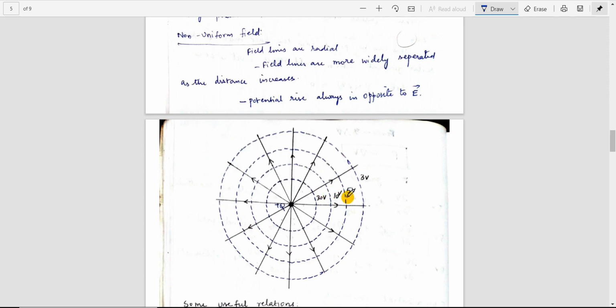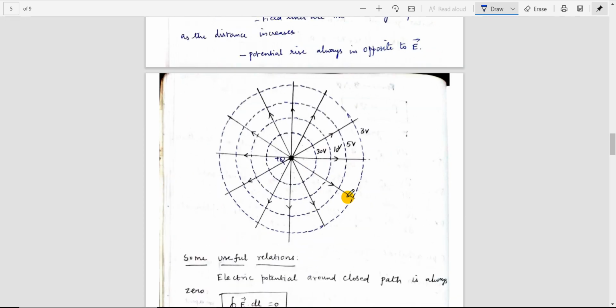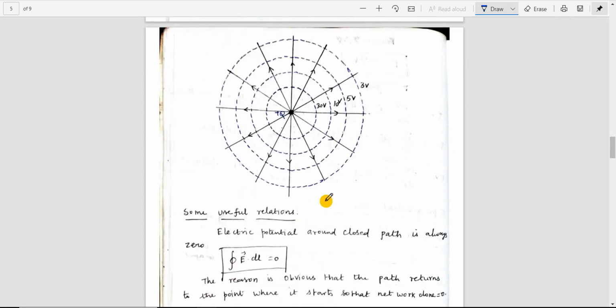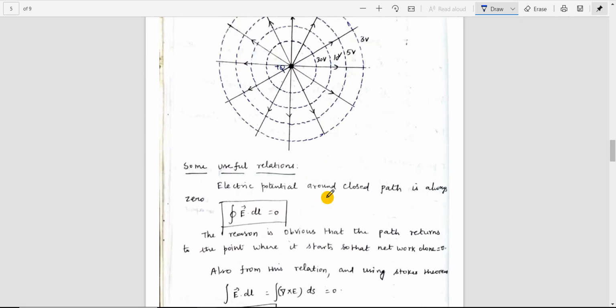So this is how non-uniform fields are going to be exerted in nature. A practical example for this: spherical charges which are used in the high voltage labs are going to exert these kinds of non-uniform fields. So this is what we have about the equipotential plots.